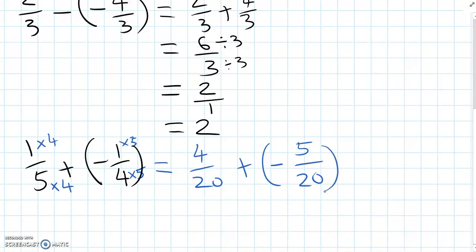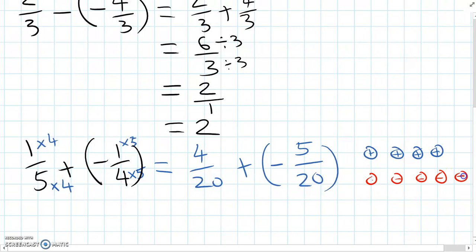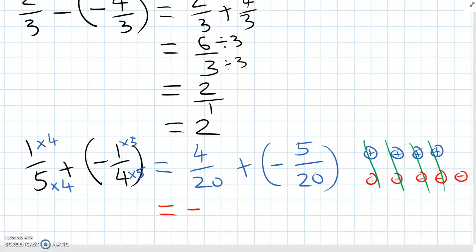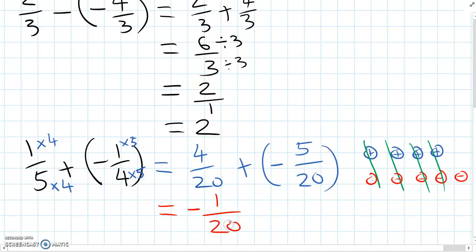Since we're adding negatives, we'll use our number chips again. So we have 4 positives, and we're adding 5 negatives. And after the opposites cancel each other out, they all disappear, and we just have one negative left over. So that is the same as negative 1/20. And we can't simplify any further.